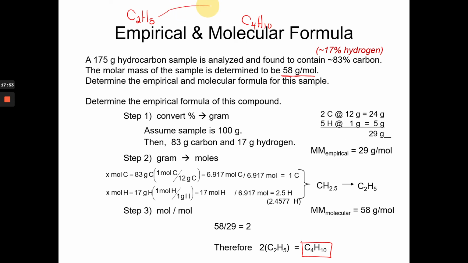Remember, I told you to go from the empirical to molecular. It could be the same number, it could be doubled, it could be tripled, it could be 4 times, it could be any number. In this case, it was doubled to get to the molecular formula.